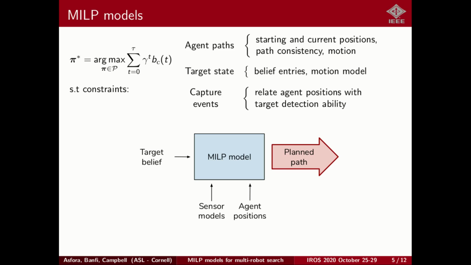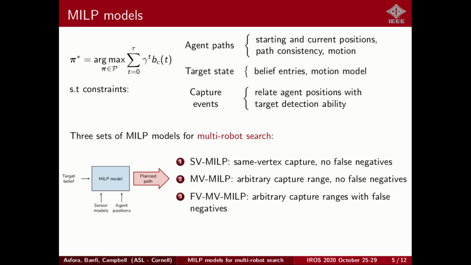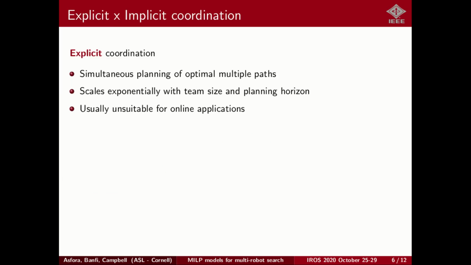So we put all this information in our MILP model and feed it to a commercial solver, which then spits out a solution. We came up with 3 sets of MILP models for multi-robot search, ranging from a simple single vertex capture and perfect sensing to arbitrary capture range and false negatives, which means the searcher might not detect the target, but it was in fact there. As I mentioned before, there are 2 kinds of team coordination, explicit and implicit.